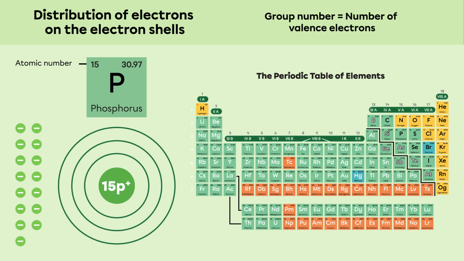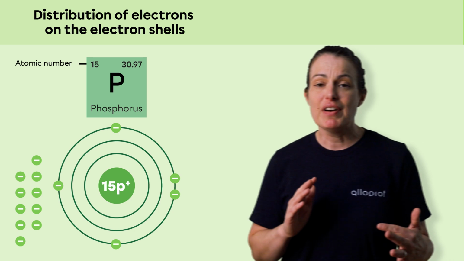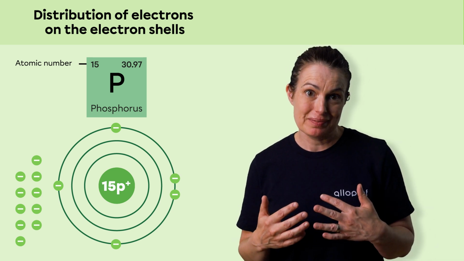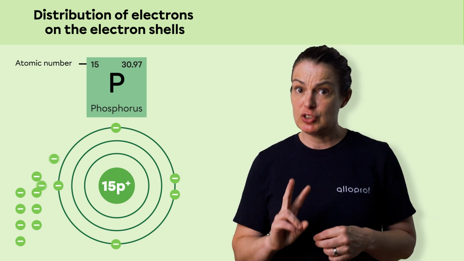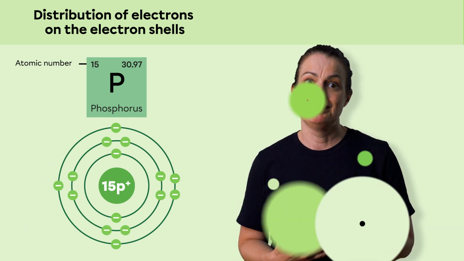The group number of the element corresponds to the number of valence electrons, which are the electrons on the last shell. Phosphorus is in the 5th group, so it has 5 valence electrons. We can place them on the last shell. Finally, we fill in the lower shells. The first shell holds a maximum of 2 electrons, and the second shell holds a maximum of 8 electrons.